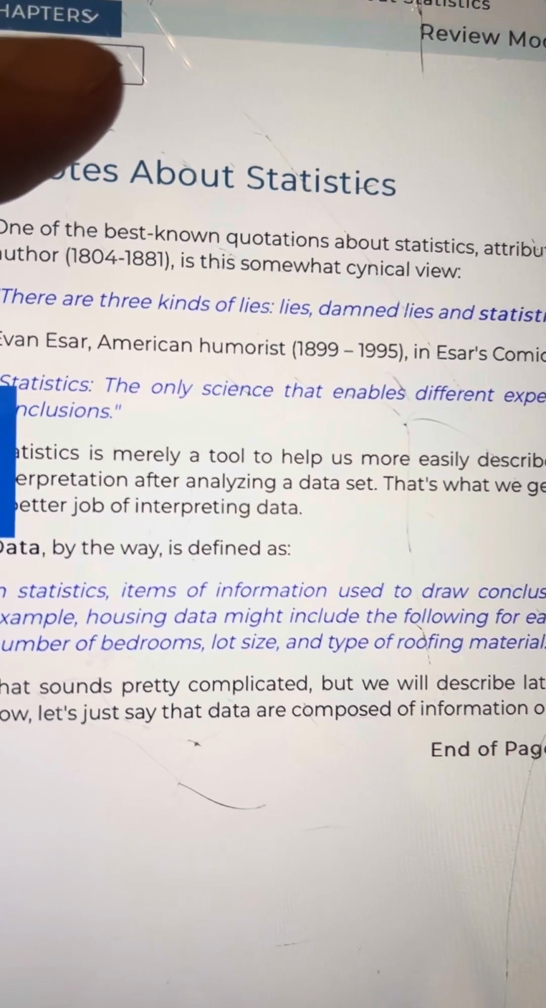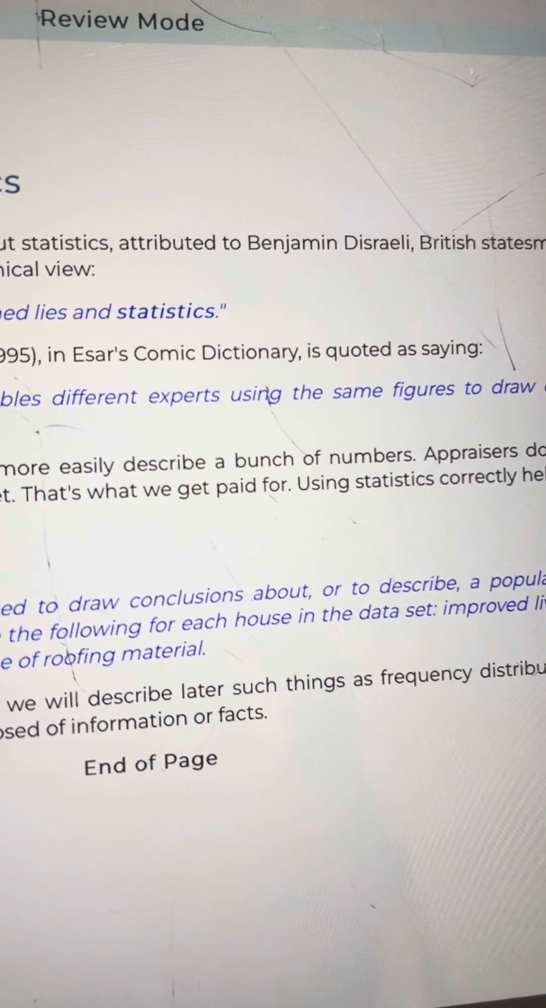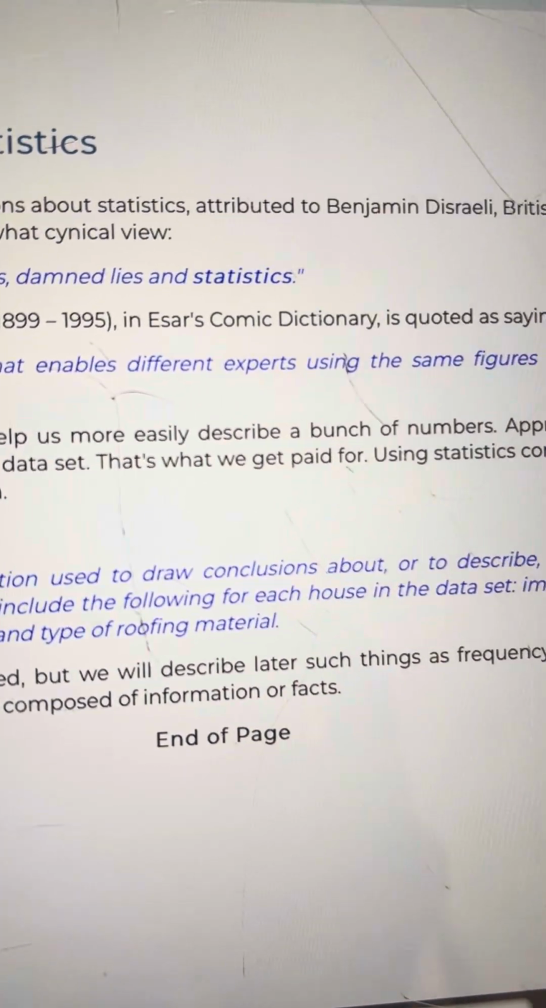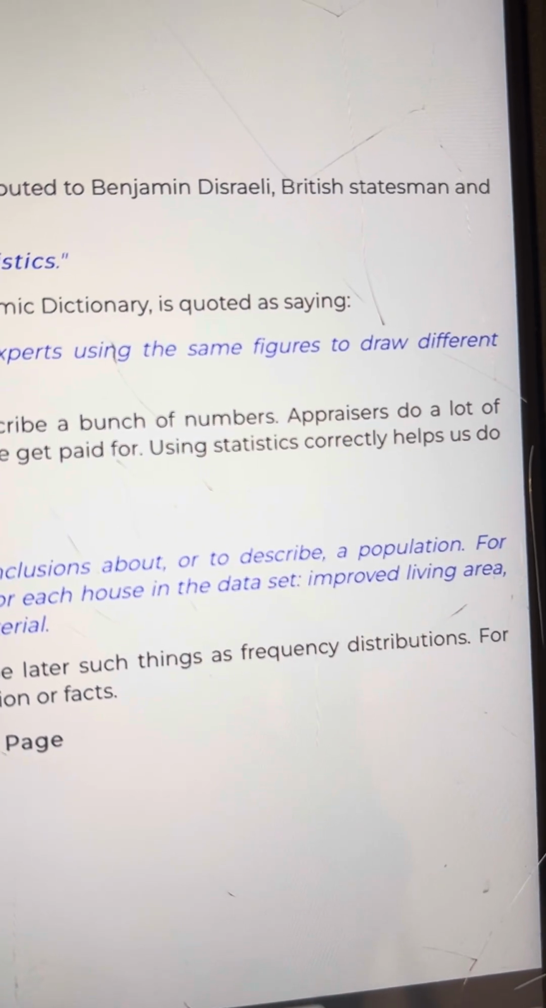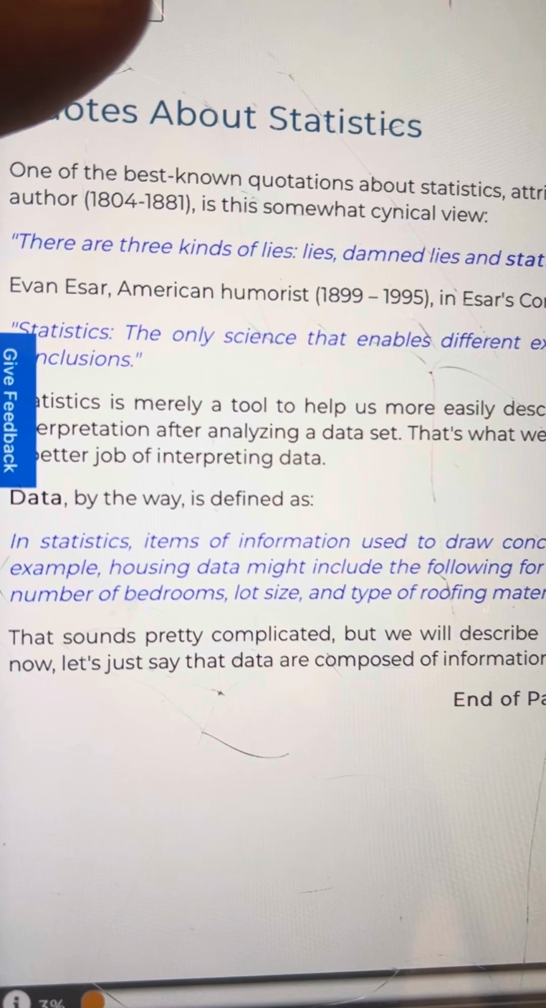Statistics is merely a tool to help us more easily describe a bunch of numbers. Appraisers do a lot of interpretation after analyzing a data set. That's what we get paid for. Using statistics correctly helps us do a better job of interpreting data.